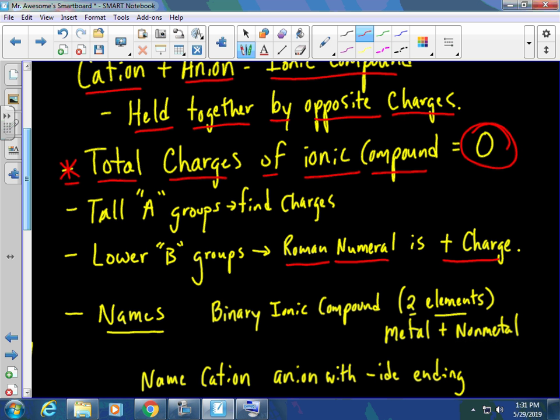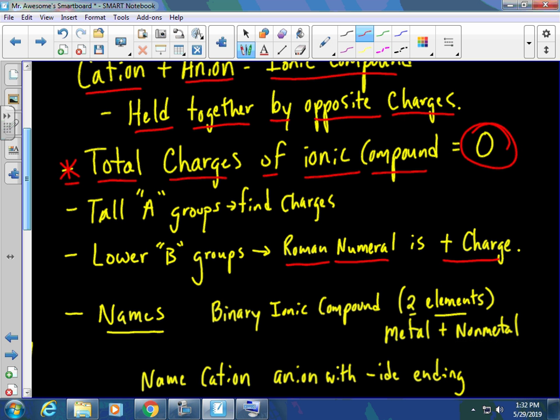You probably have noticed or have a good idea by now that the metals on the left side of the periodic table tend to form positive charges. The reason why is because they have a low electronegativity. They have a low attraction for electrons. Therefore, they tend to get taken away. And if the electrons get taken away, they're going to be positive. All right?